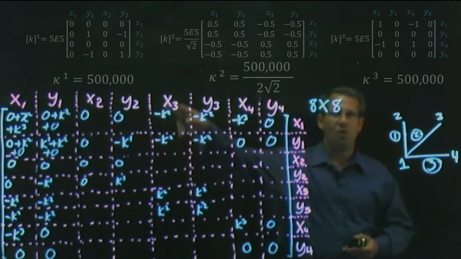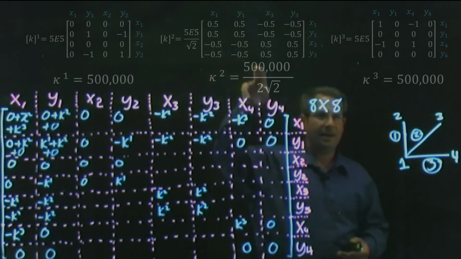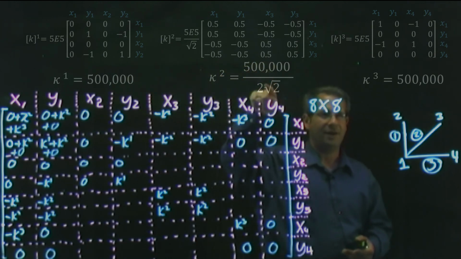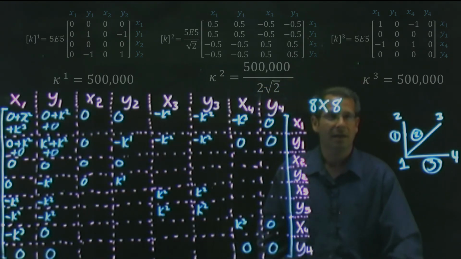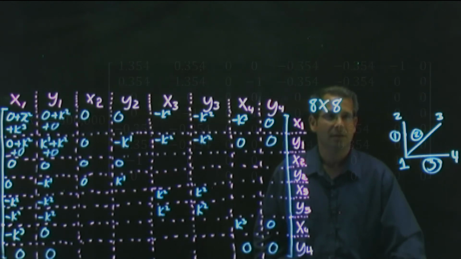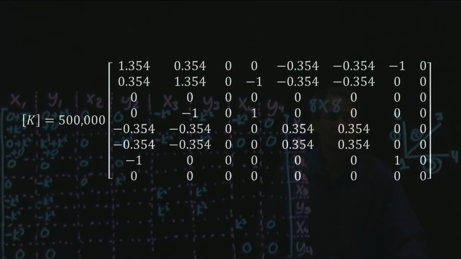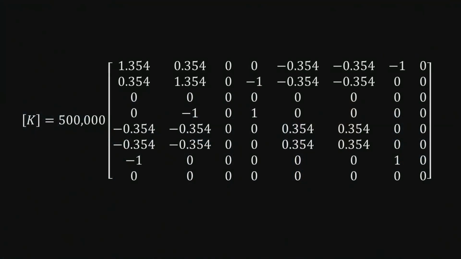Now on the next slide, we will transfer to the actual numeric values. Remember, kappa 1 equals 500,000. Kappa 2 equals 500,000 divided by 2 over the square root of 2. Kappa 3 equals 500,000. So numerically, this becomes a fully numeric matrix. All right, so now we've found our global stiffness matrix. We'll take this global stiffness matrix and apply our boundary conditions in the next video.